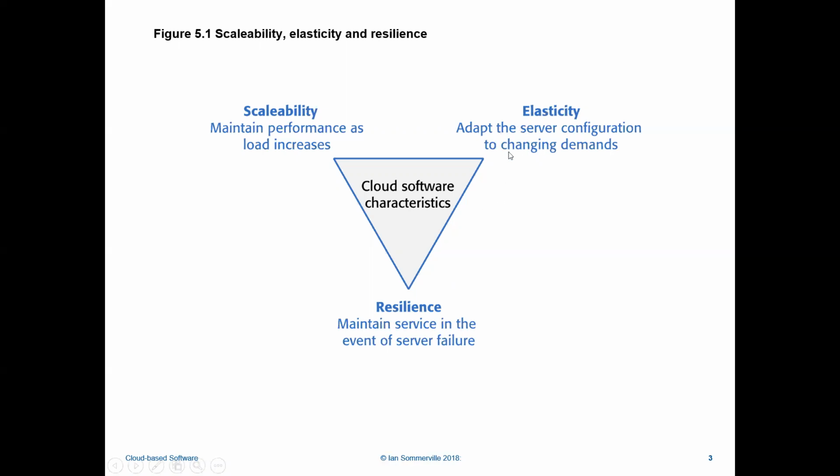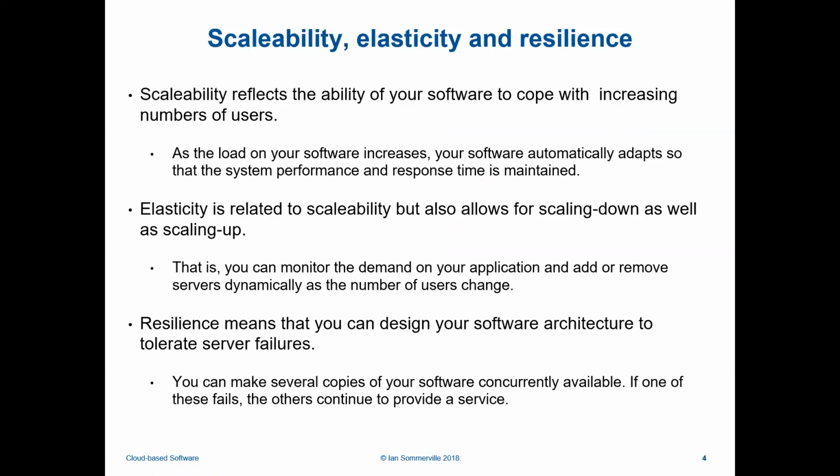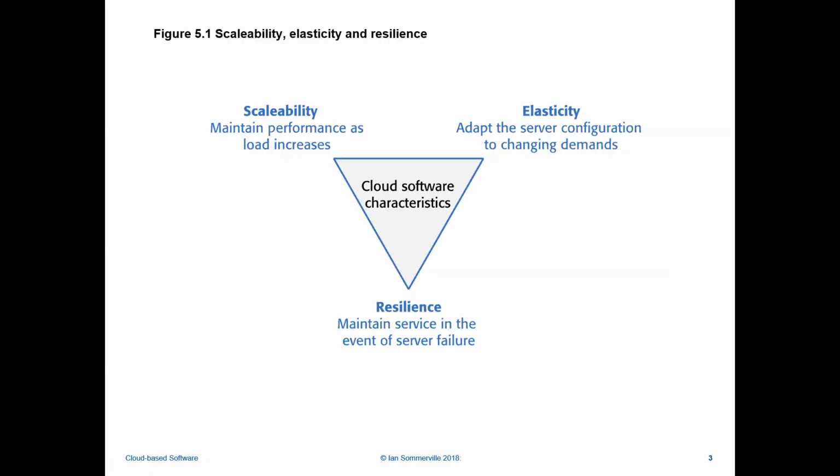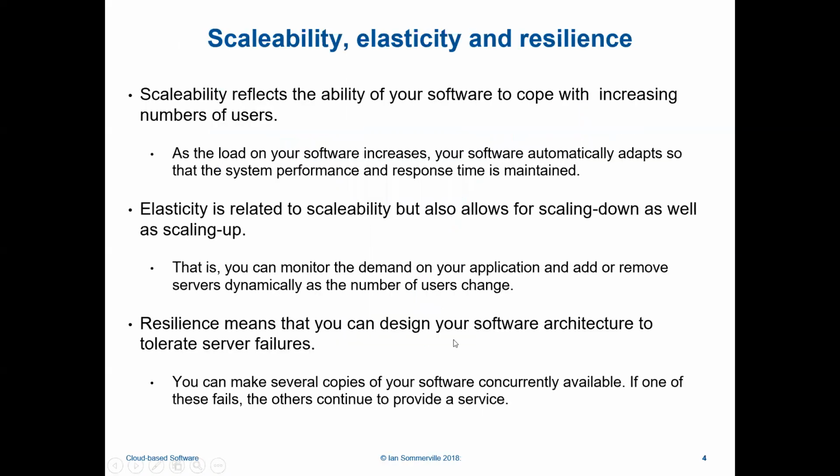Elasticity, adapt the server configuration to changing demands, which also is provided. In other words, I can tell Amazon has experts in server maintenance, so they'll be able to change my servers as I need. If I need a bigger disk, most simply, or if I need different software. And resilience, maintain service in the event of service failure. So let's talk about each one of these. Scalability, elasticity, and resilience. Scalability reflects the ability of your software to help increase the number of users, as we said.